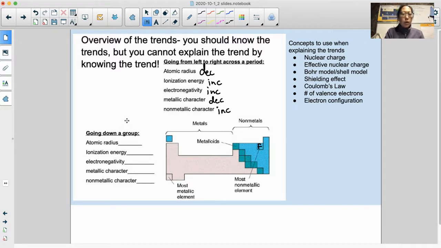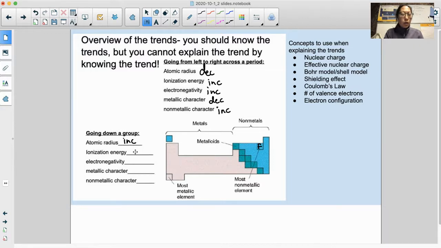Okay, now going down a group, atomic radius increases. The simplest explanation for this is that we are going down a group, and each period we add a shell, an energy level of electrons. However, as we go down, the shielding, okay, increases by one shell too. So the effective nuclear charge is not changing. It's pretty much constant as we go down. However, we're adding a completely extra shell of electrons, so the atomic radius increases.